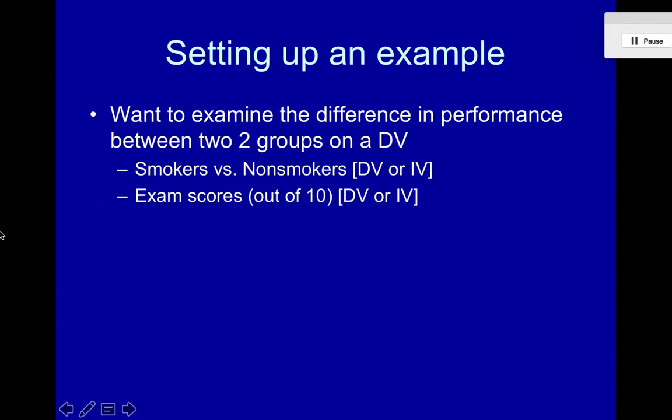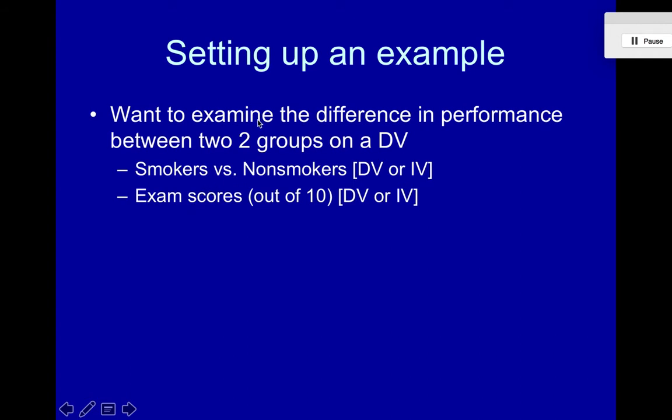So here, the smoking component is associated with my research question: is there a difference between people who smoke and who do not smoke on exam scores? What is this variable here of smokers versus non-smokers? Am I going to consider this to be my dependent variable or my independent variable? So again, the effect of smoking on exam scores.